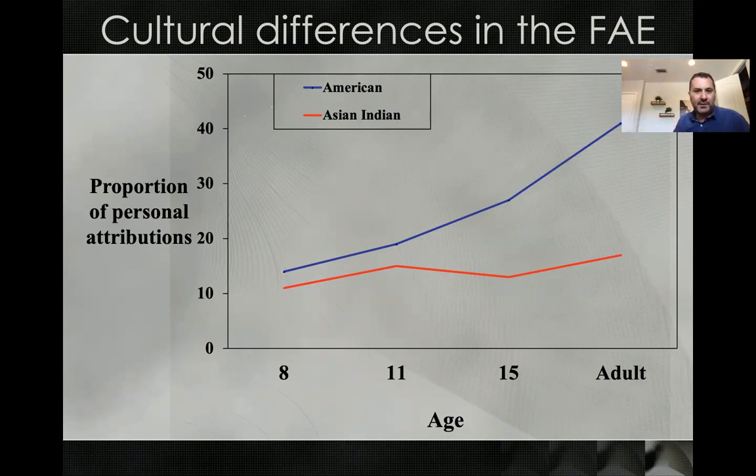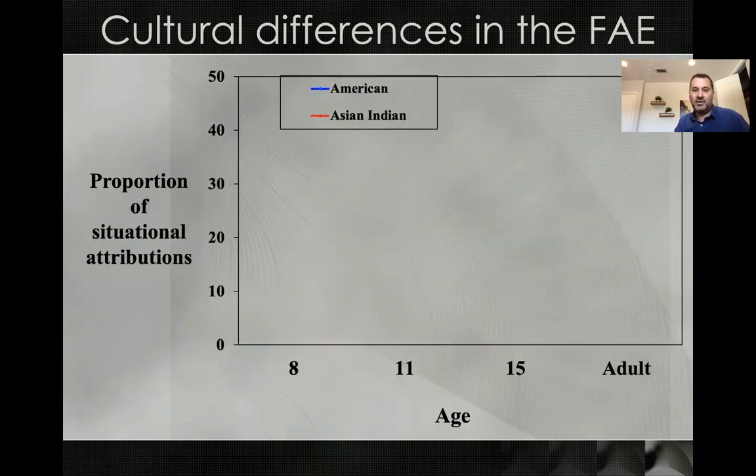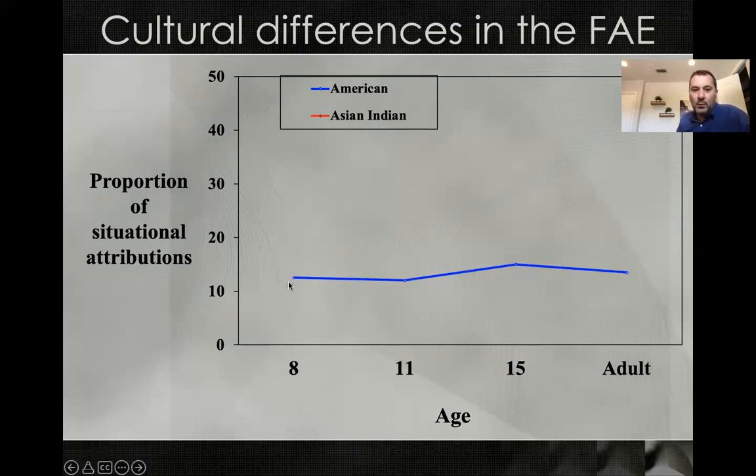And we can flip this. Instead of looking at the proportion of attributions that are internal, we can look at the proportion of attributions that are situational or external. And again, we can look at an American sample versus an Asian Indian sample. If we start with the Western individualist American sample, what we find is that over time, again, we're not learning to make more and more situational attributions because our culture doesn't emphasize that. It doesn't teach us about how situations might affect people's behavior.